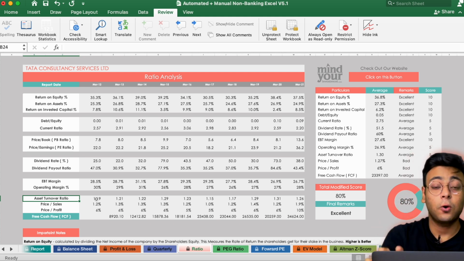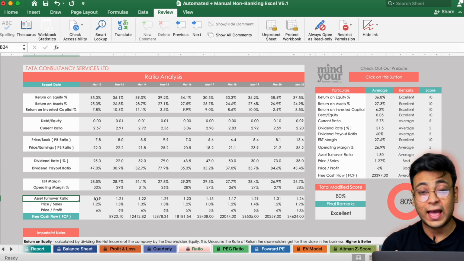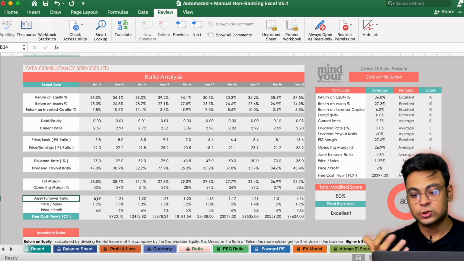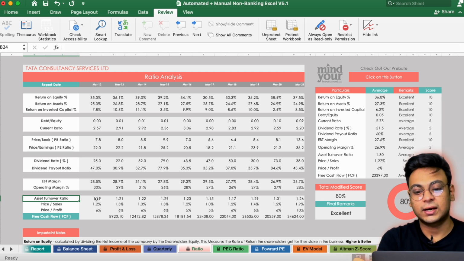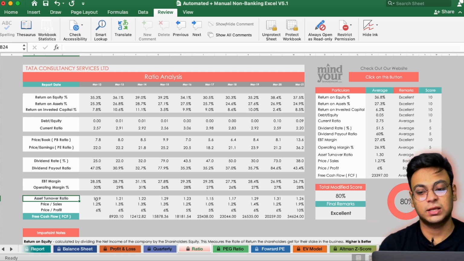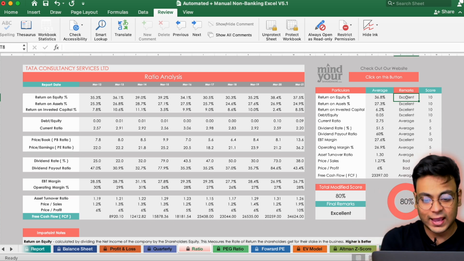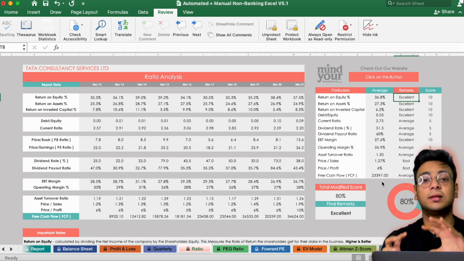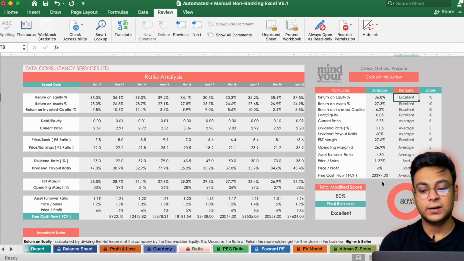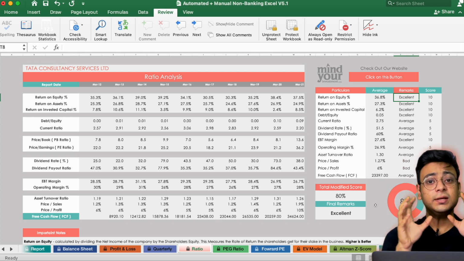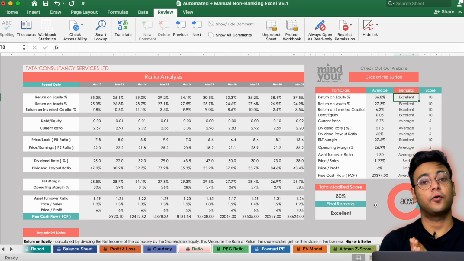Now, once you see all the ratios over here, we have a very nice way of calculating the ratios and giving a score on that. So here, all the ratios, if you see on the right hand side, are given remarks. So the first, return on equity, has been given an excellent score, and like that, all the ratios are given scores. Based on that, we have a percentage, which tells us how strong the company's ratios are. This company's score in terms of ratio is 80%. That would mean the company's ratio is very strong for investment.